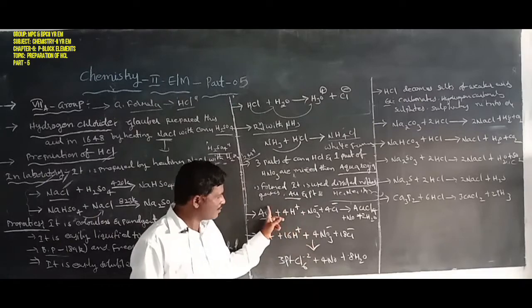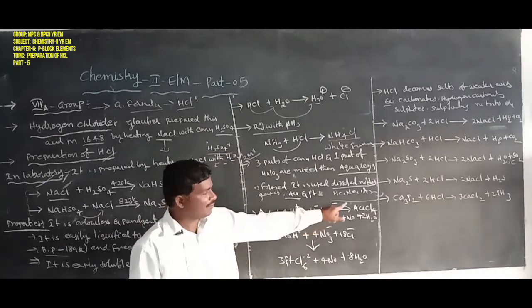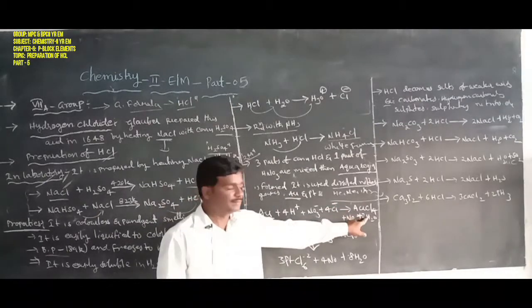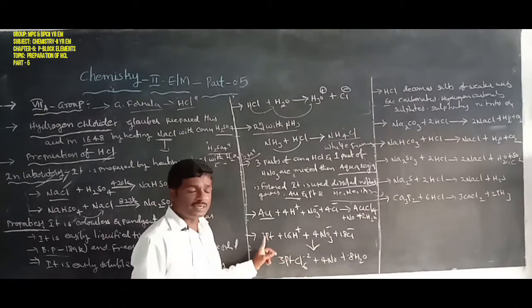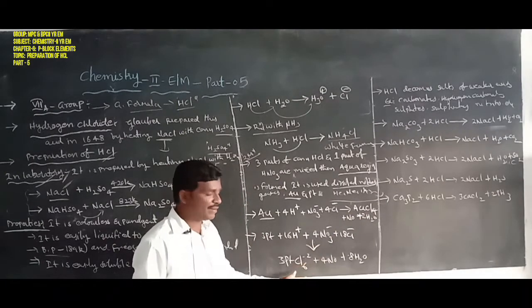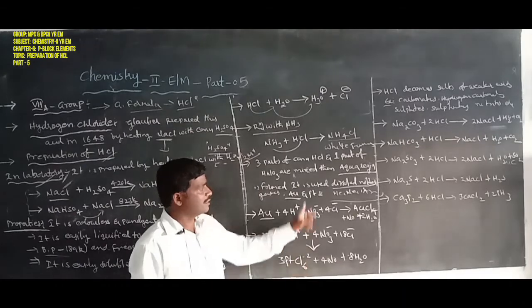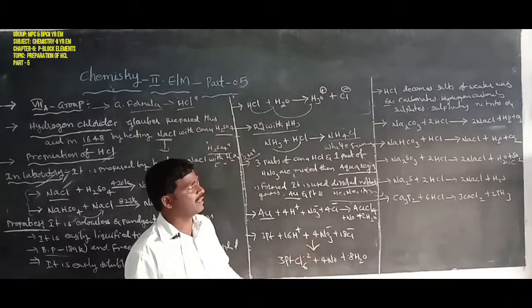That is, Rm dissolved in aqua regia forms Rm tetrachloride. Next one, platinum dissolved in aqua regia forms platinum hexachloride. That is the uses of aqua regia.